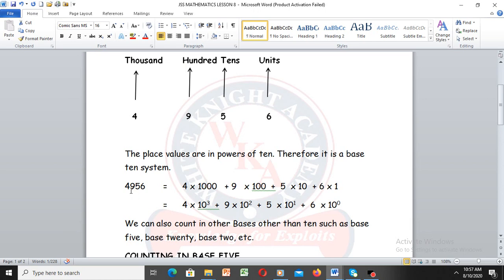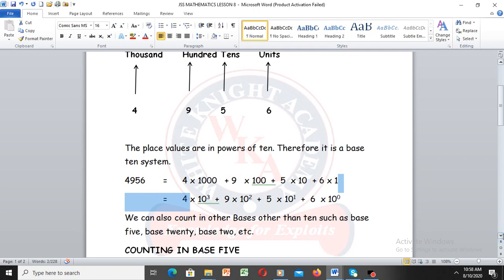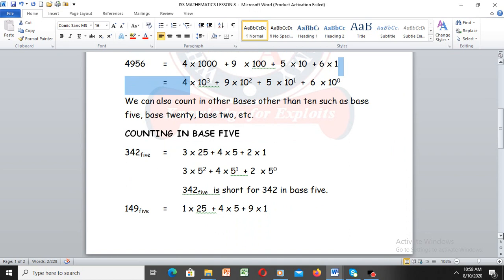So 4,956 is this. And they are all written in base 10. This number means base 10. So apart from base 10, we have other bases. We can count in base 5. We can count in base 20. We can count in base 2, base 7, base 8, any base that you wish.